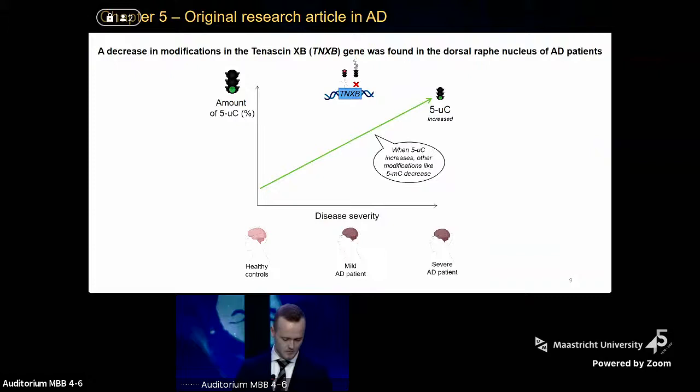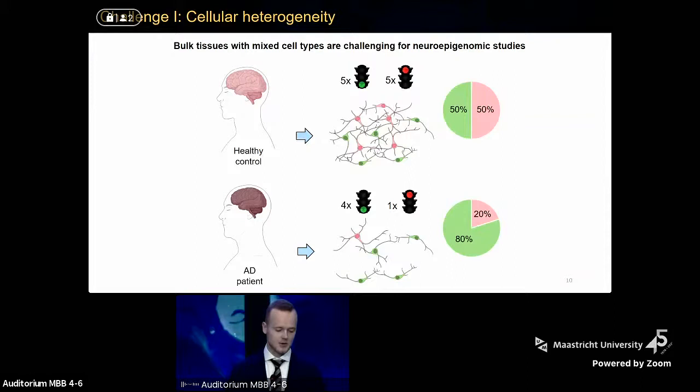There is, however, one issue with these findings, and that is the issue of cellular heterogeneity of the bulk tissues that are used from different individuals and that are used to study epigenetic dysregulation in the disease. In fact, these tissues that consist of multiple cell types are known to be able to induce noise during the analysis of these traffic lights or modifications, and they interfere with the data interpretation.